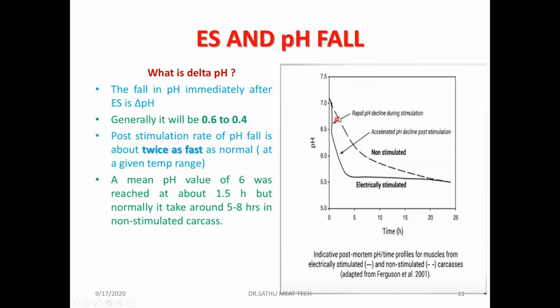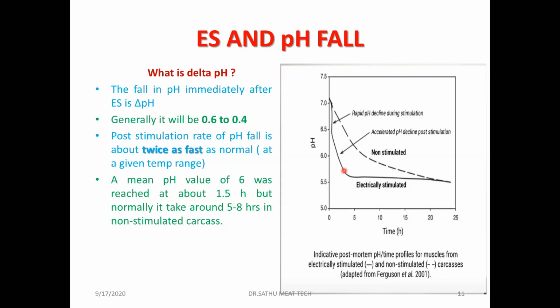Is it clear? So two things are happening. One is the sudden drop in the pH, called delta pH. Another is that after the stimulation, the pH will fall much faster than the non-stimulated one at a given temperature range. A mean pH value of 6 was reached at about 1.5 to 2 hours, but normally it takes around 5 to 8 hours in the non-stimulated carcass, or even up to 12 hours in the beef carcass. So that is the advantage of electrical stimulation: sudden drops in the pH, and it will hasten the rigor mortis.